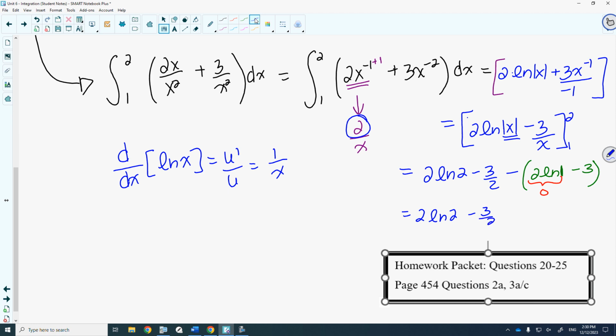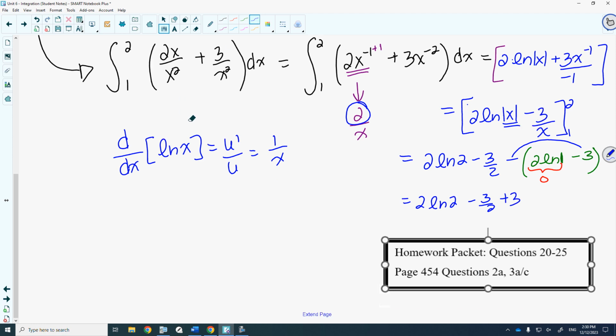And then we're going to distribute that negative over here, and we're going to have plus 3. Get common denominators. And the answer as an exact value will be 2 ln of 2, negative 3 over 2 plus 6 over 2 is going to be plus 3 over 2. Your calculator would integrate it and give you a decimal, but if you typed in this, you get that decimal.